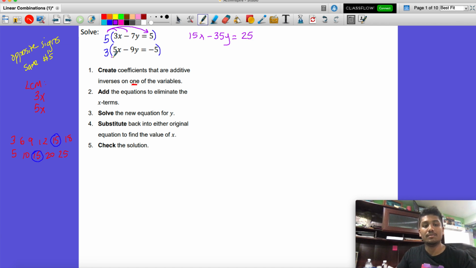And then on the bottom, also distribute to each one. So we have 15x, okay? 3 times negative 9 is negative 27y. And then 3 times negative 5 is negative 15. Right, so here we now have the same coefficients and we're going to add them down, right?